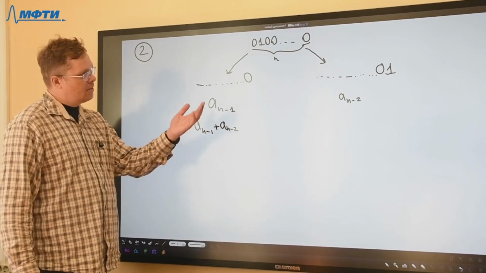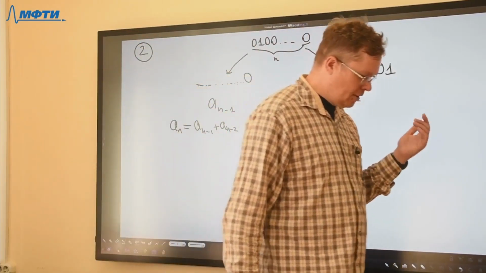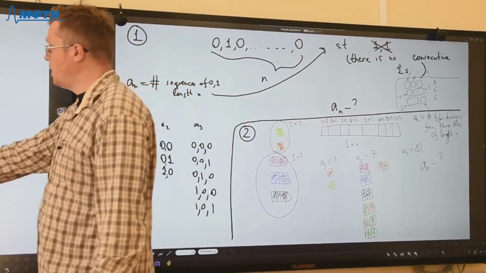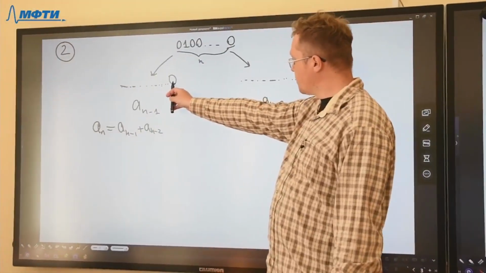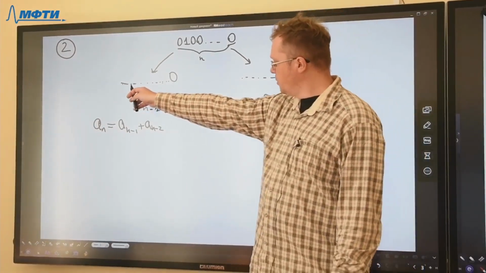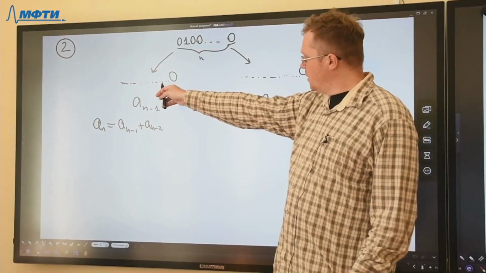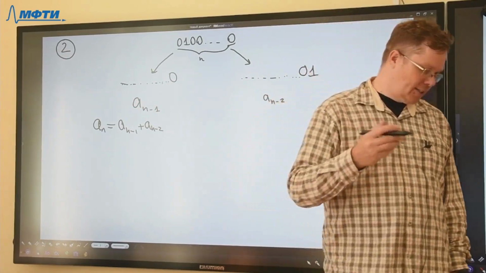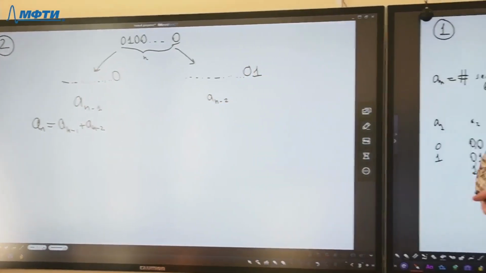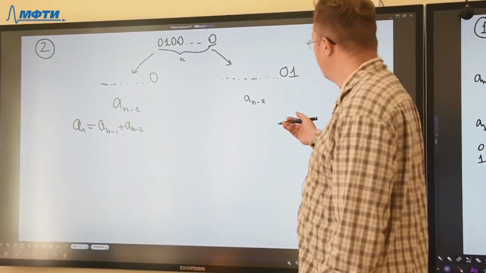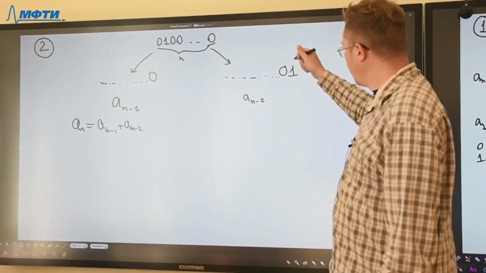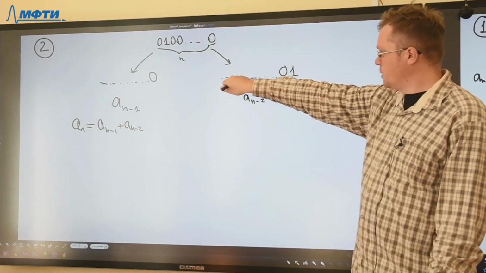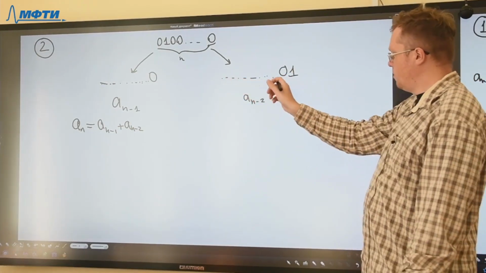We just look at all of the sequences, look at the last element, the last number. If it's 0, then the previous elements can be any sequence of n minus 1 zeros and ones such that there are no consecutive ones. And if we have 1, then we should have 0 before it. And these sequences have length n minus 2.